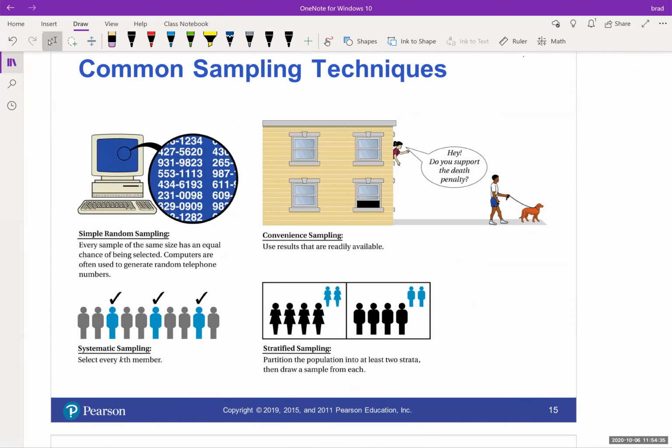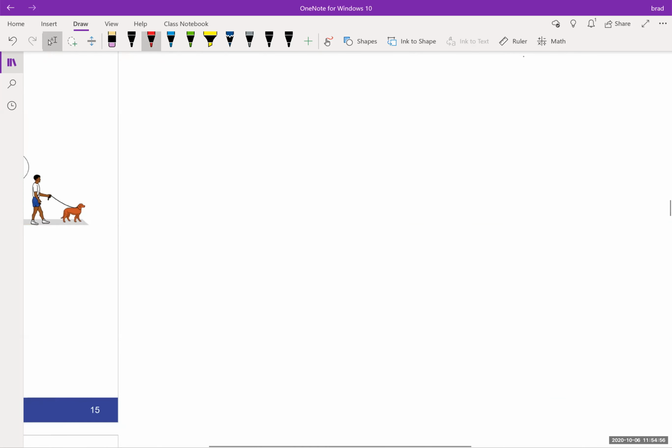So, simple random sample, a common sampling technique. Every sample of the same size has an equal chance of being selected. Computers are often used to generate random telephone numbers, and they all have the same probability of being selected. If there's 100,000, it's 1 out of 100,000 for each one. Okay, and then they're randomly chosen. Systematic sampling. I can do one for that that's a little bit better than their example.